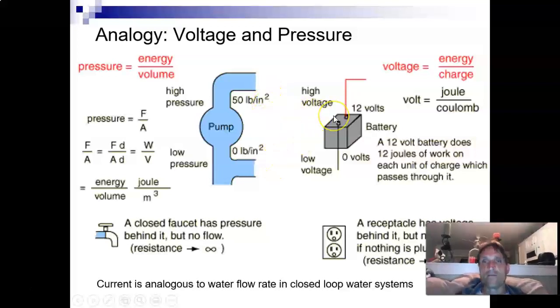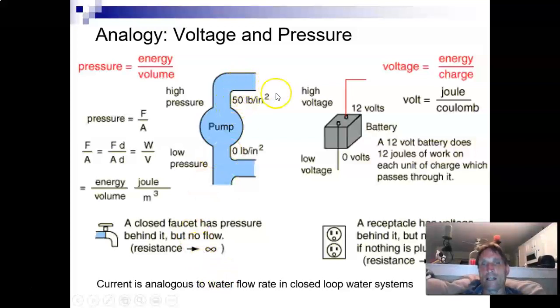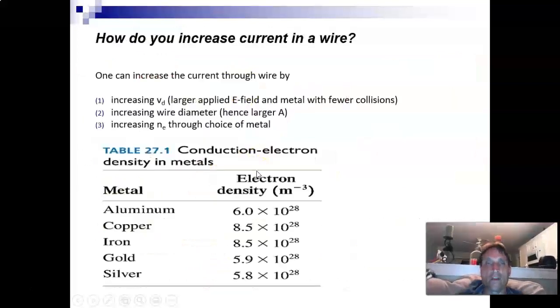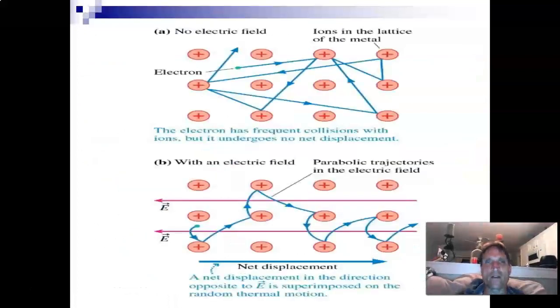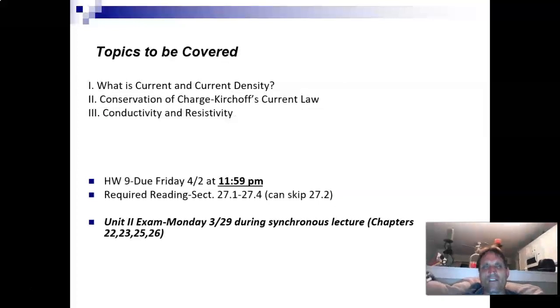So you can think of voltage like pressure pushing electrons, just like a pump which pushes water through the system. And now we're going to talk about the flow of electrons, which is current, and the same role is played by the flow of water in a closed water loop. So we're going to discuss current and resistance to current in this chapter. I think you'll find this easier than chapter 26 conceptually. This chapter's not too bad.